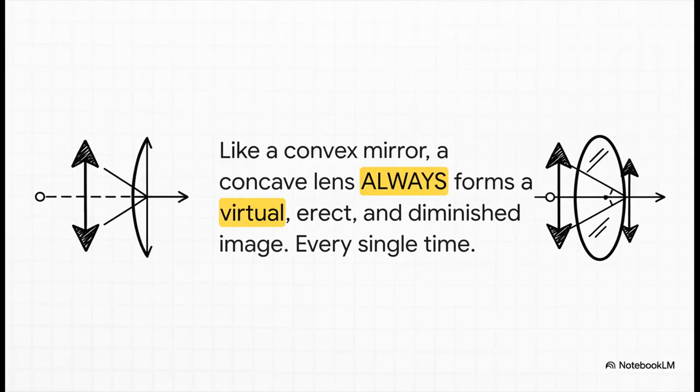And following that same logic, the simple concave lens behaves just like the simple convex mirror. It has one job and one job only: to produce a virtual, erect, and diminished image every single time. The consistency is what makes it so useful.